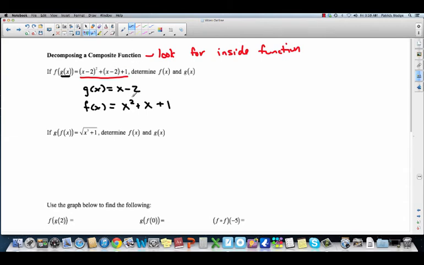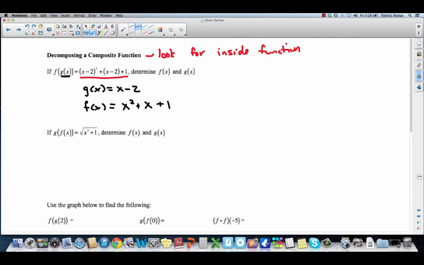Do you see that if it was f of g of x, we'd be plugging this x minus 2 wherever we see x in this one? So we'd be plugging in there and we'd be plugging in there. So you'd get x minus 2 squared, just like this, plus x minus 2, there it is, plus 1. So it works. You've got to try to find that inside function.